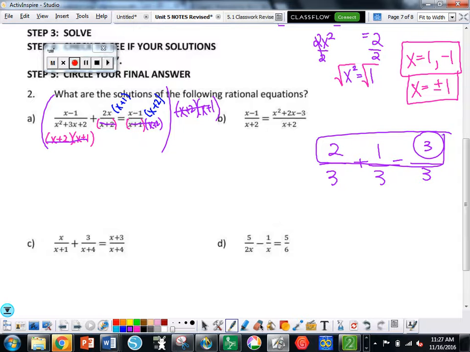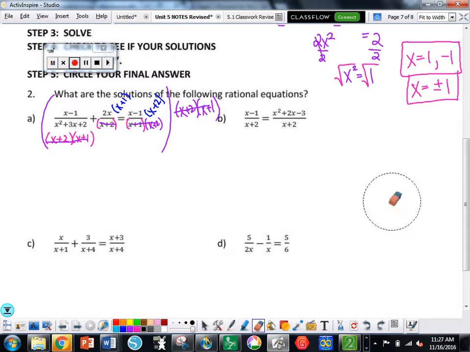So let me give you one more. Going back to that other one, if I have 7 over x plus 2 over x, what's it going to equal? Did you even look at the denominators? No, because they're the same.